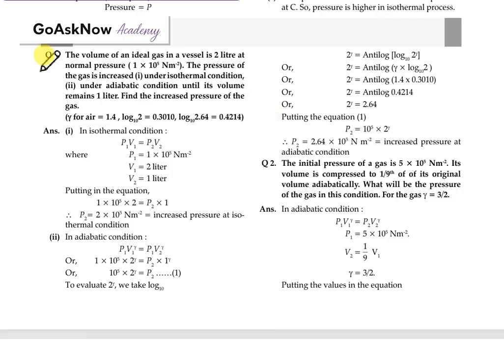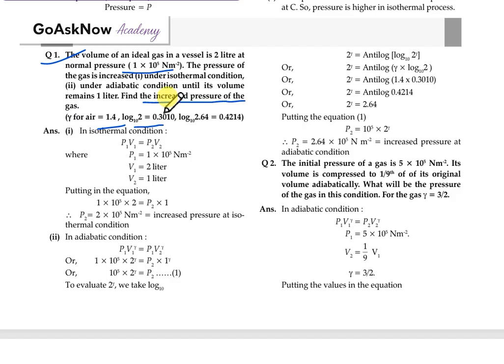Now, let's move ahead with the numerical part. Here, the volume of an ideal gas in a vessel is 2 liters at the normal pressure 1 × 10^5 Newton per meter squared. The pressure of the gas is increased first under the isothermal condition, second under the adiabatic condition, until its volume becomes 1 liter. Find the increased pressure of the gas. Gamma for air is 1.4, log10 2 is equal to 0.3010, and log10 2.64 is equal to 0.4214. In the isothermal condition, we know P1 V1 is equal to P2 V2.